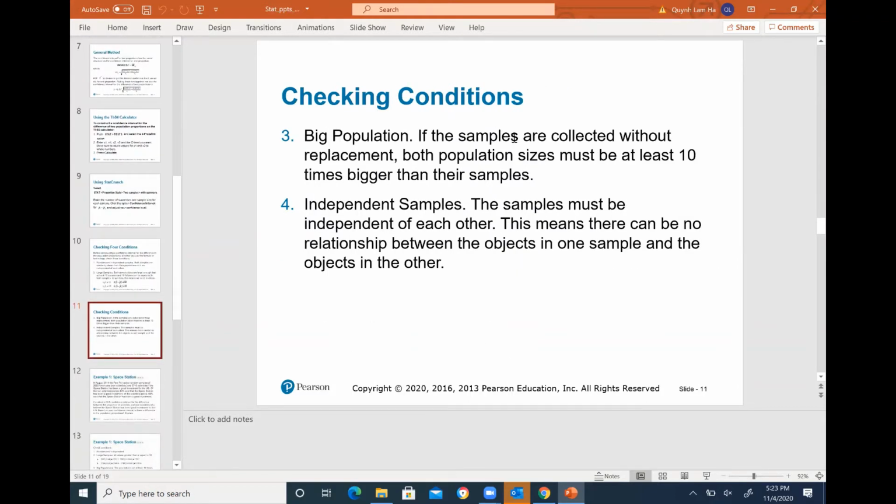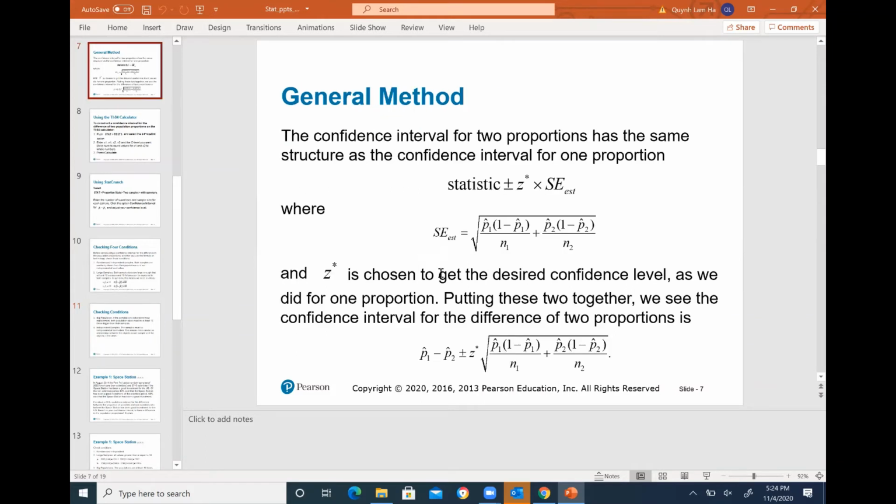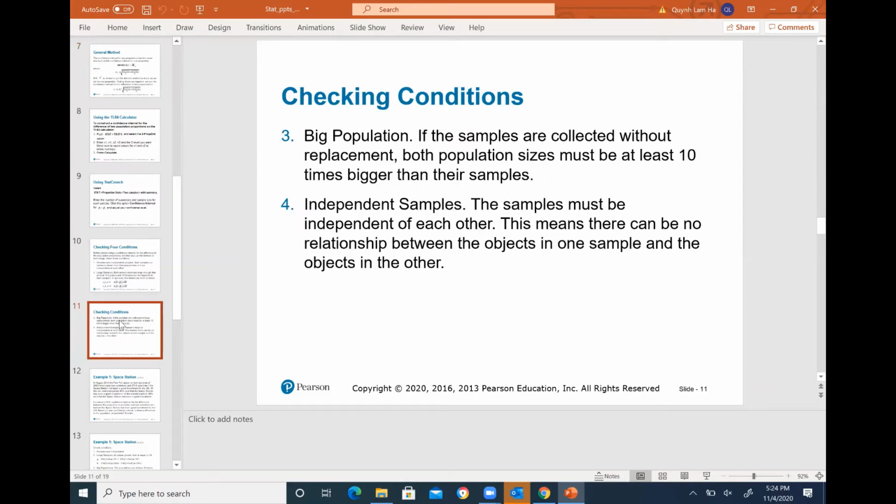And checking conditions. Again, in this step you multiply by 10 to see the estimate of the entire population. And independent sample means the samples must be independent of each other. This just gives you the definitions, but you can stop right here and then start finding SE, going backward. So after these three steps, use this formula, slide number 7, to find SE if you compute by hand, if you like to compute by hand.